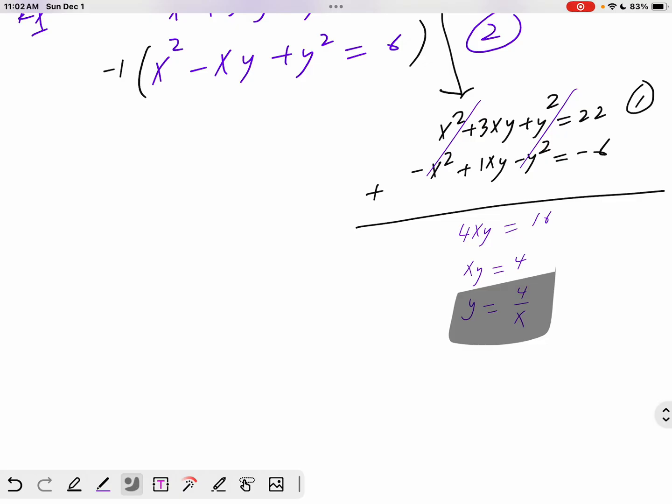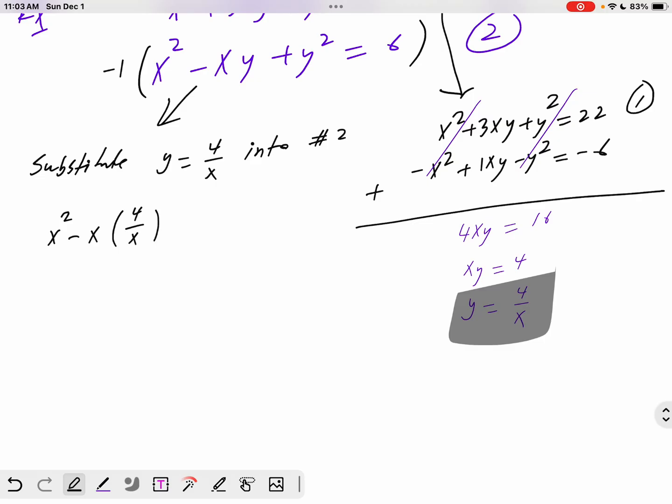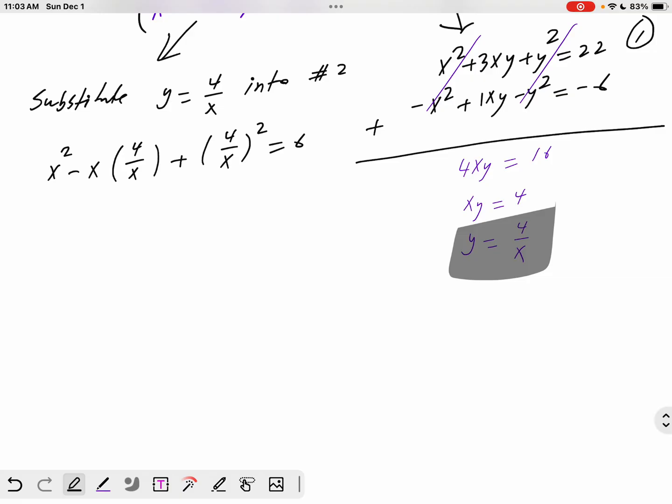So substitute y equals 4 over x into number 2, the second equation. So then it will be this equation here. So it's x squared minus x times y, which is 4 over x, plus 4 over x squared equals 6. So let's simplify.